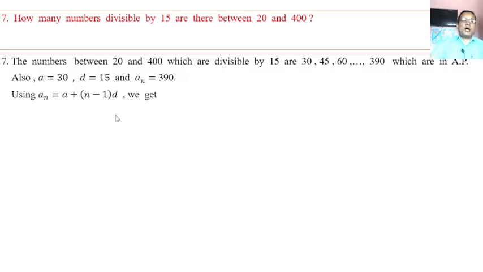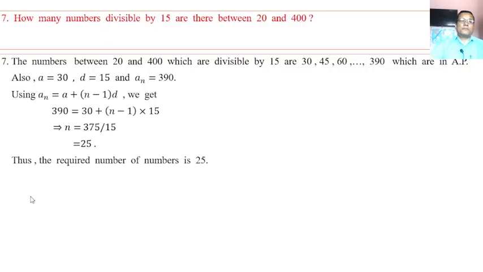Using this formula we get a_n, which is 390, equals a, which is 30, plus (n minus 1) times d, which is 15. From which we get n equal to 25. Thus the required number of numbers is 25.